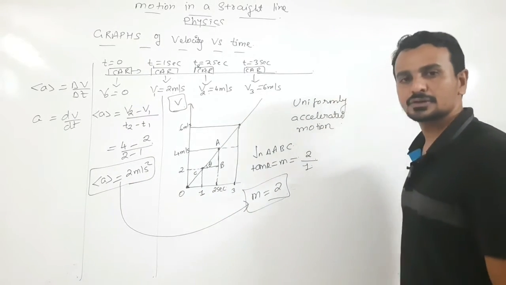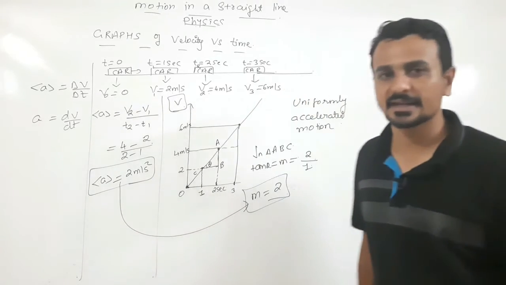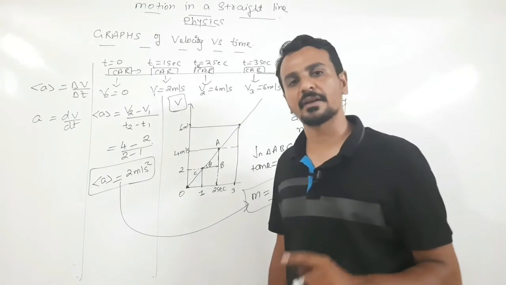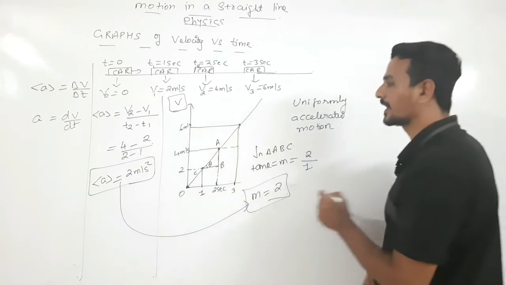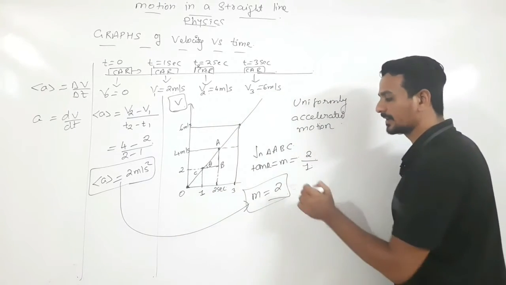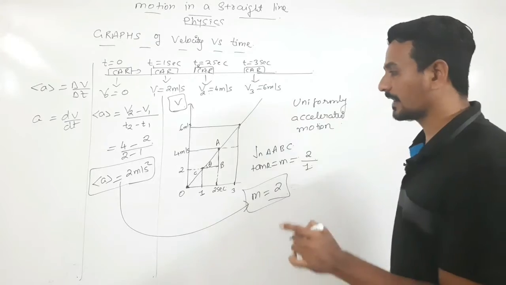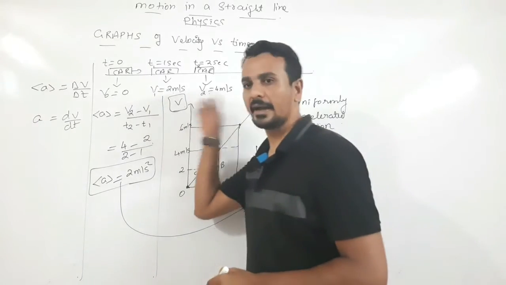That means the slope of graph v by t will give the value of average acceleration, just as the slope of graph x by t was giving us average velocity. In the same manner, the slope of graph v by t will give the value of average acceleration. Is it clear? In this case, acceleration is positive because velocity is increasing, right?